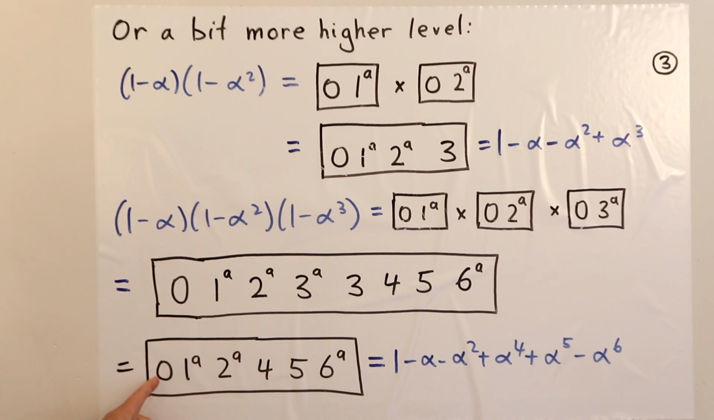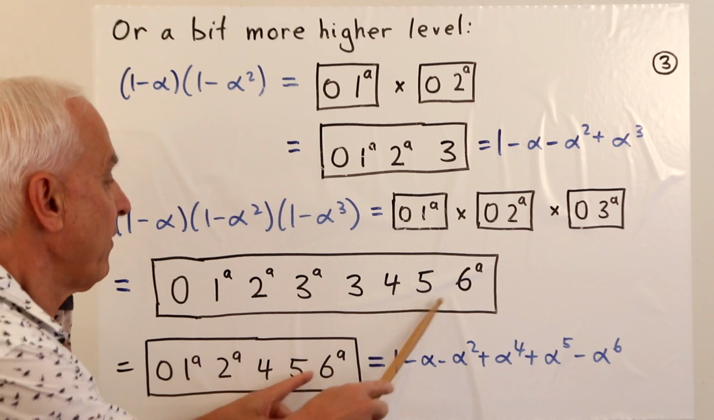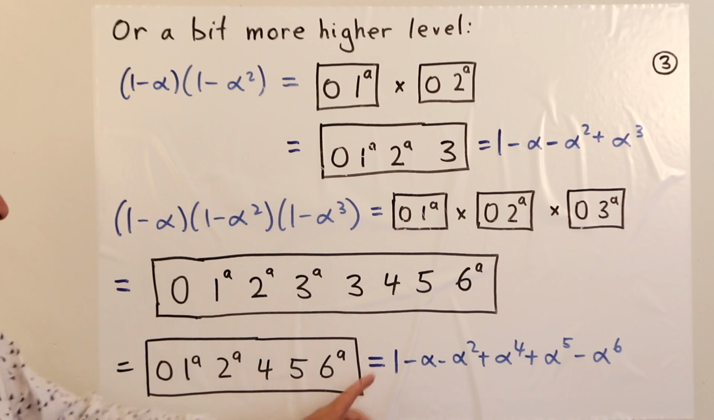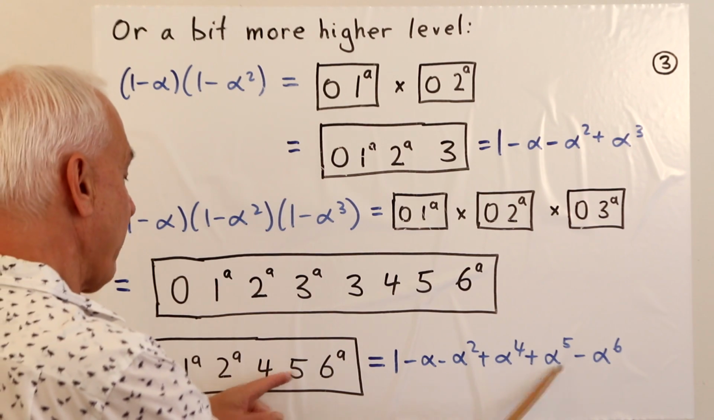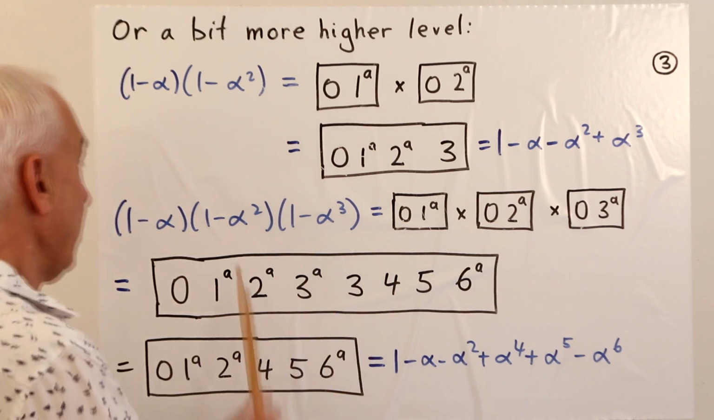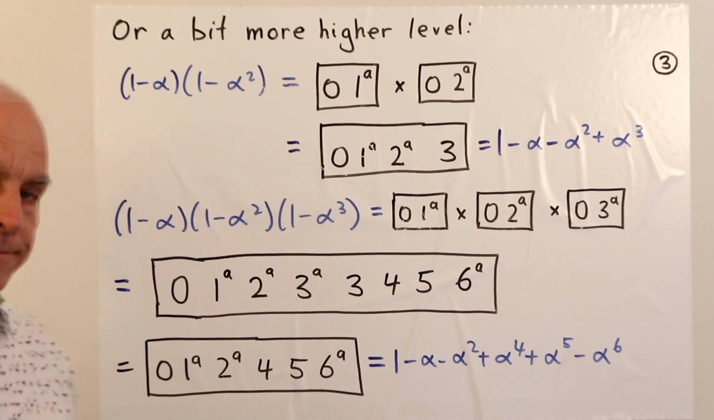And we just get 0, 1 ante, 2 ante, 4, 5, 6 ante, which is the same as 1 minus alpha squared plus alpha to the 4th plus alpha to the 5th minus alpha to the 6th, which is what you get when you expand this thing out.